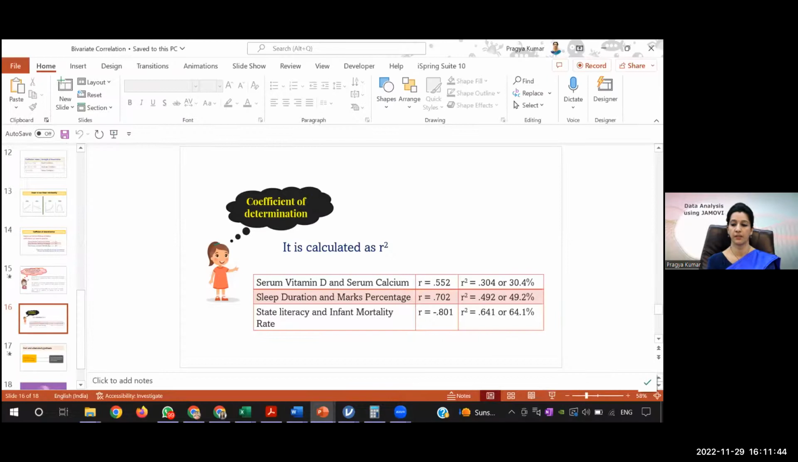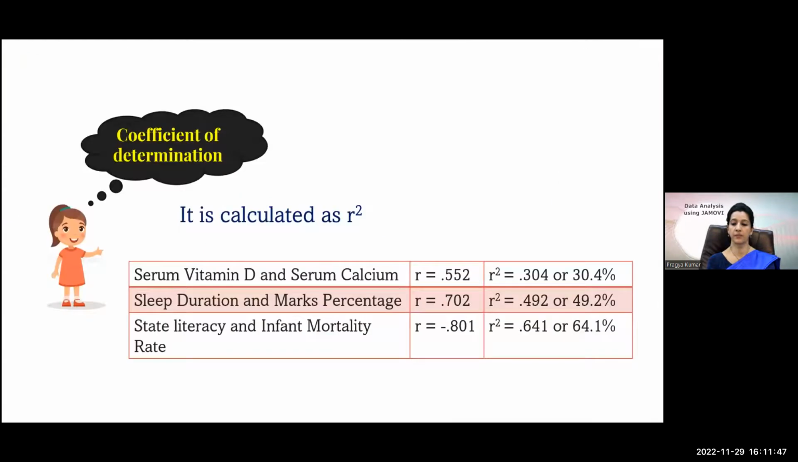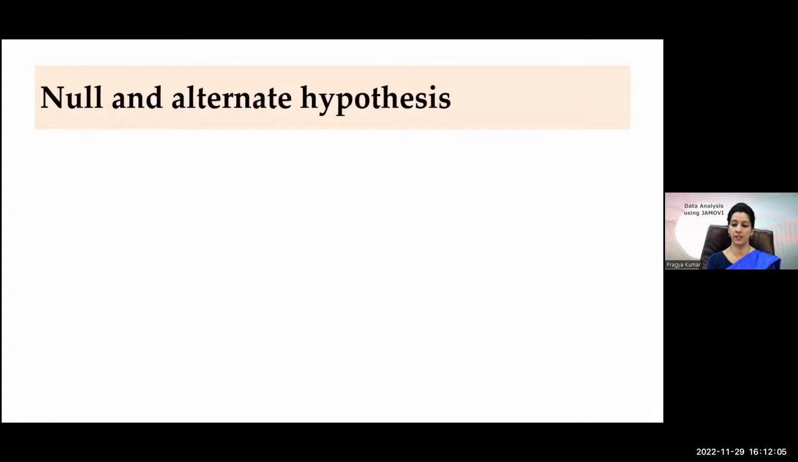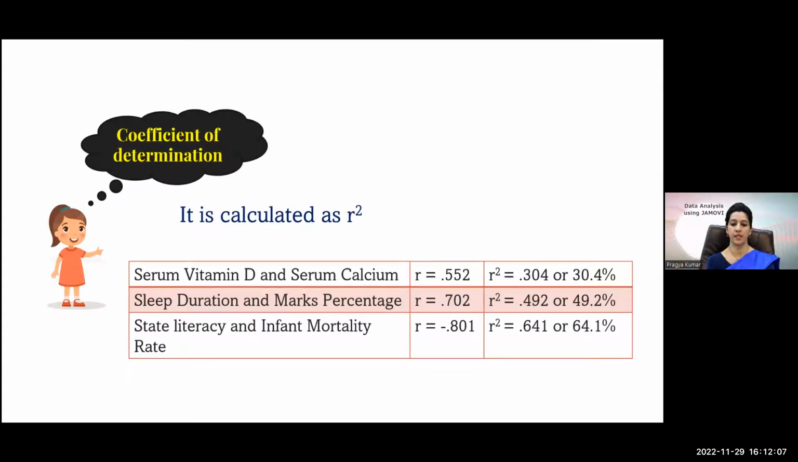Similarly, this will be like 30%, 0.492 is 49%, 0.64 is 64%. So you can say that the variation in state literacy, because in this case the dependent variable is the infant mortality rate, means that 64% change in the infant mortality is dependent on the state literacy.